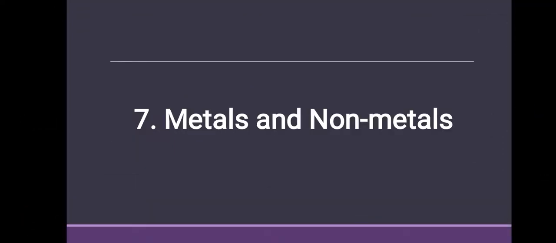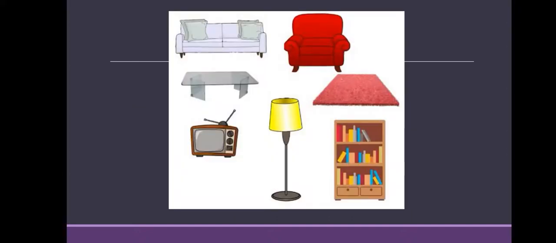Today we are going to begin with lesson number 7, metals and non-metals. Children, every day we see a variety of objects surrounding us, like a cupboard, sofa set, lamp, television, etc. Some of these objects are made up of metals like iron, aluminium, as well as non-metals, maybe of wood, rubber, plastic. Apart from the objects which are shown in the picture, we even see different objects surrounding us.